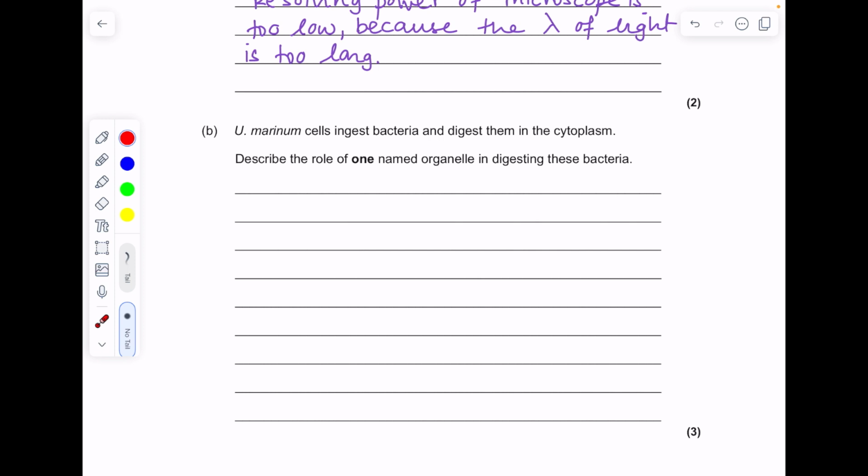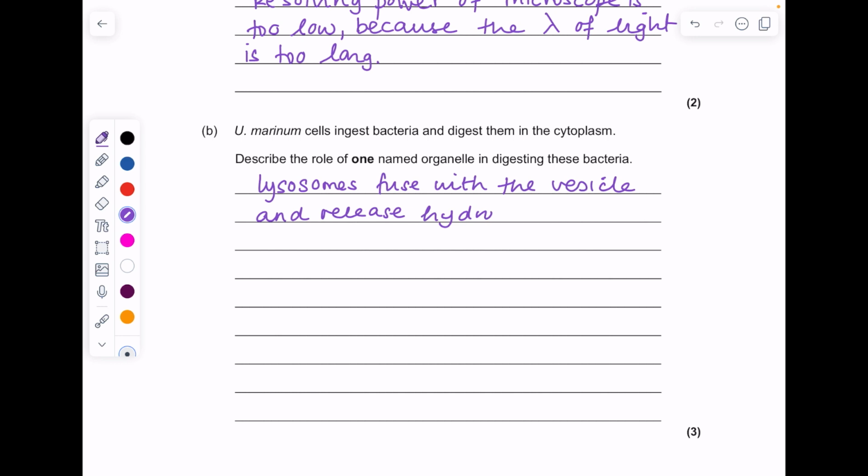U. marinum cells ingest bacteria and digest them in the cytoplasm. Describe the role of one named organelle in digesting these bacteria. Remember, these are lysosomes. They fuse with the vesicle and release hydrolytic enzymes.